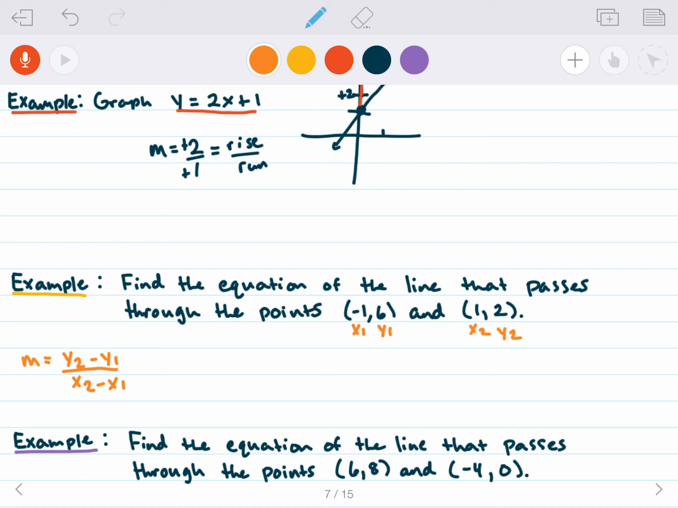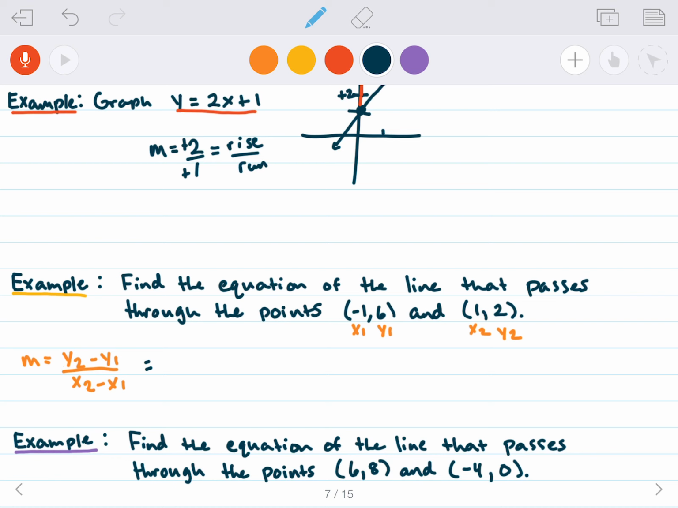Now you couldn't say this was x1, y2. The ones have to stay with the ones, the twos have to stay with the twos. But you could have said this is x2, y2, and this is x1, y1. It doesn't matter. But whatever number point you're choosing, you have to stay consistent with those numbers. Okay, so let's find the slope using this formula.